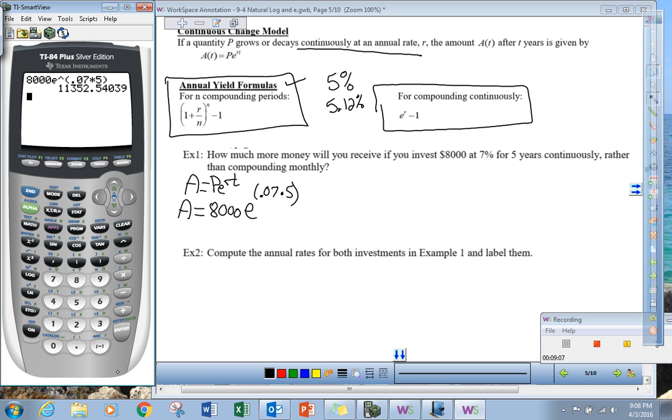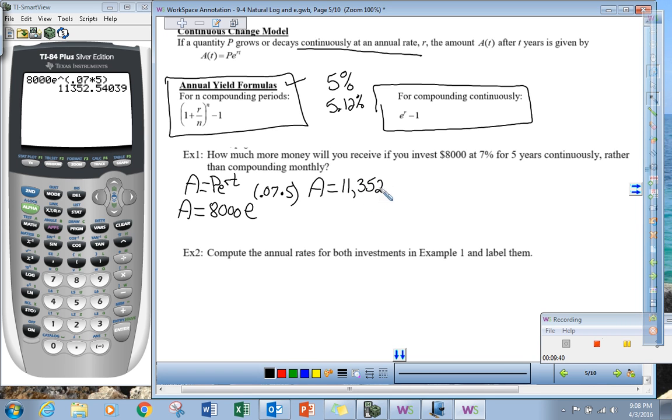Once I run that through, the amount I'm going to get paid if it's continuous is $11,352.54. What we're going to start doing, guys, when we talk about money, is not use the approximately sign, because if I go to a bank, I'm going to get an exact amount of money. In this case, I would get $11,352.54. So there's what I would get if it's compounded continuously. Now let's come over and look at what if it's compounded quarterly or monthly.